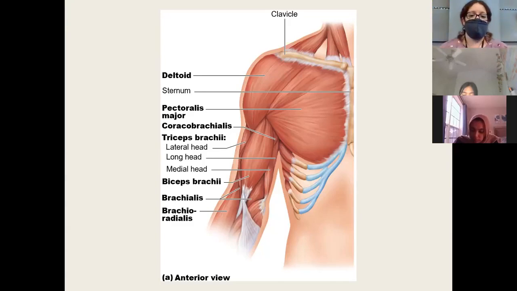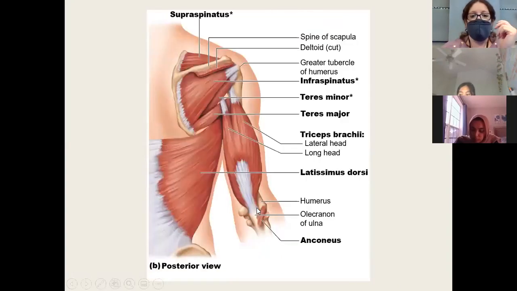I'm not going to test you on those. And then you have the brachialis, which should be common sense to you where it is, because that's where we check the brachial pulse, right? It's up here actually, the brachial pulse, and then the brachioradialis. So those are the muscles that are right where you would be drawing blood if you were a phlebotomist as well. Important: the heads not so much, but triceps you should know has three heads, and biceps has two.